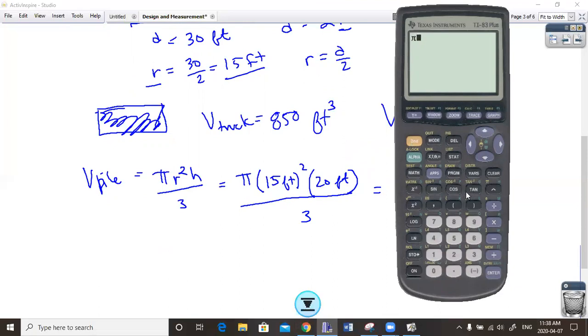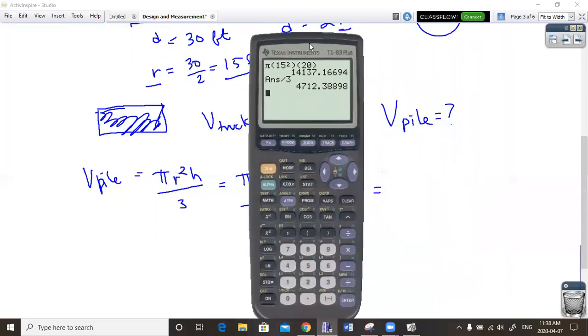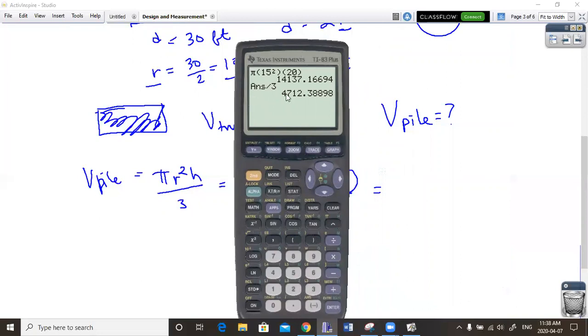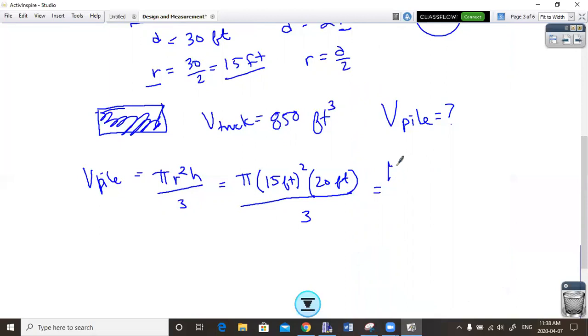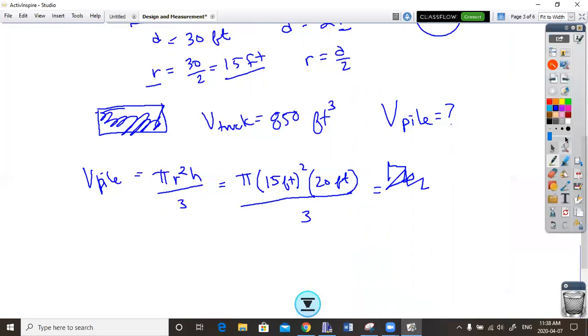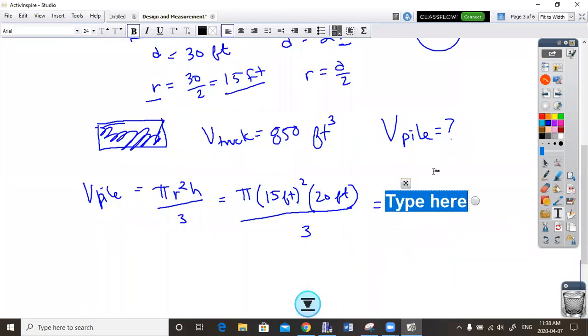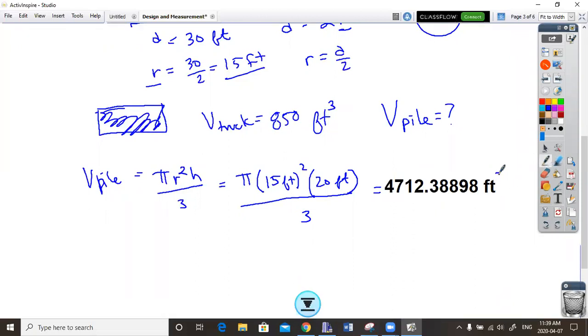So pi times 15 squared times 20, and then we'll divide that by 3, and the volume of the pile is 4,712.38898 cubic feet. We're going to keep all those decimals.